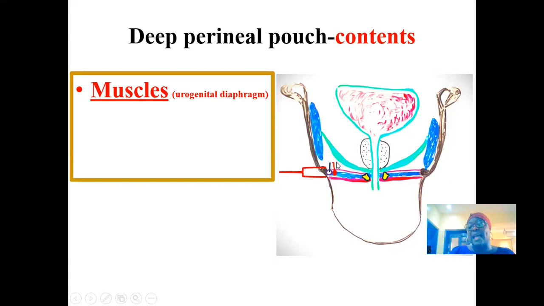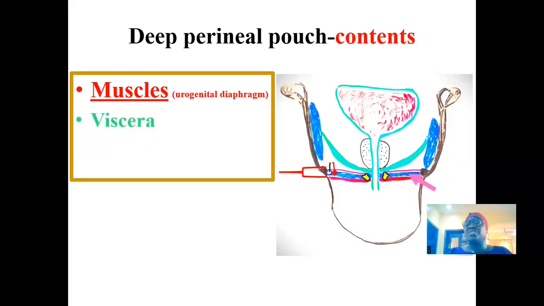If you look at this alignment here that is carved out here in red, you see that the bulk of the structural components of the deep perineal pouch is made up of muscles. And these muscles are majorly the structural components of the urogenital diaphragm. And this is what is seen to be highlighted here at this point.